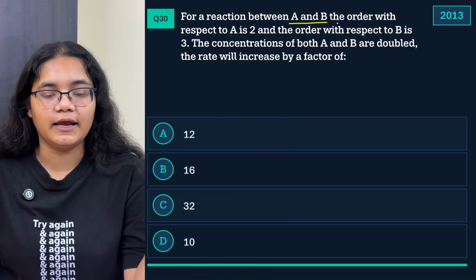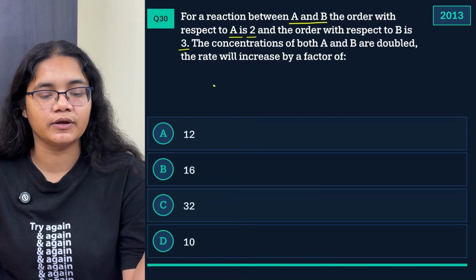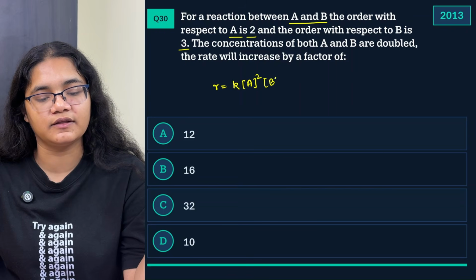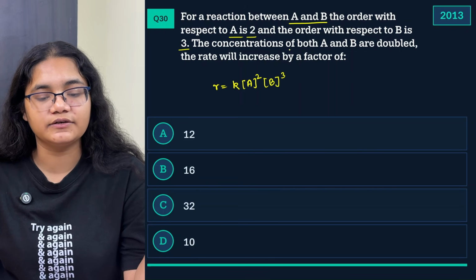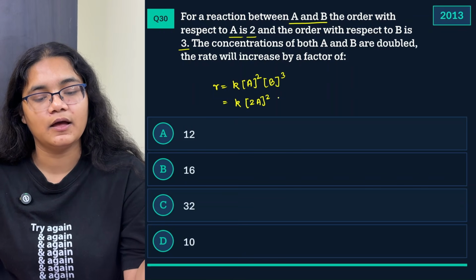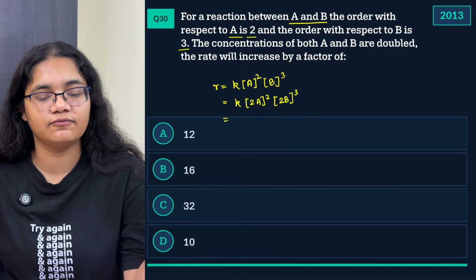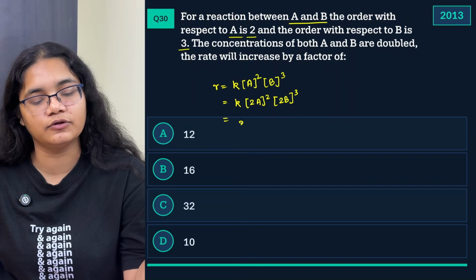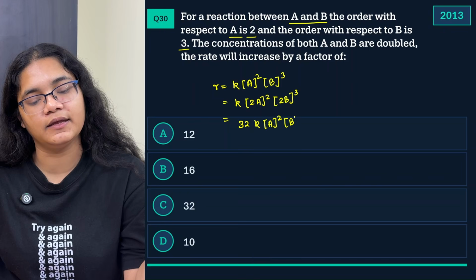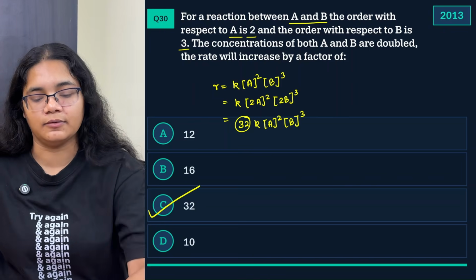For a reaction between A to B, the order with respect to A is 2 and the order with respect to B is 3. So I'll just write down here. Order with respect to A is 2 and the order with respect to B is 3. Now the concentration of both A and B are double. So that means this will become 2A and this will become 2B. Okay. So now if I see 2 squared is 4, 2 cubed is 8, and 8 into 4, 32. 32 into k into A squared and B cubed. So the rate has increased by a factor of 32, option number C here.